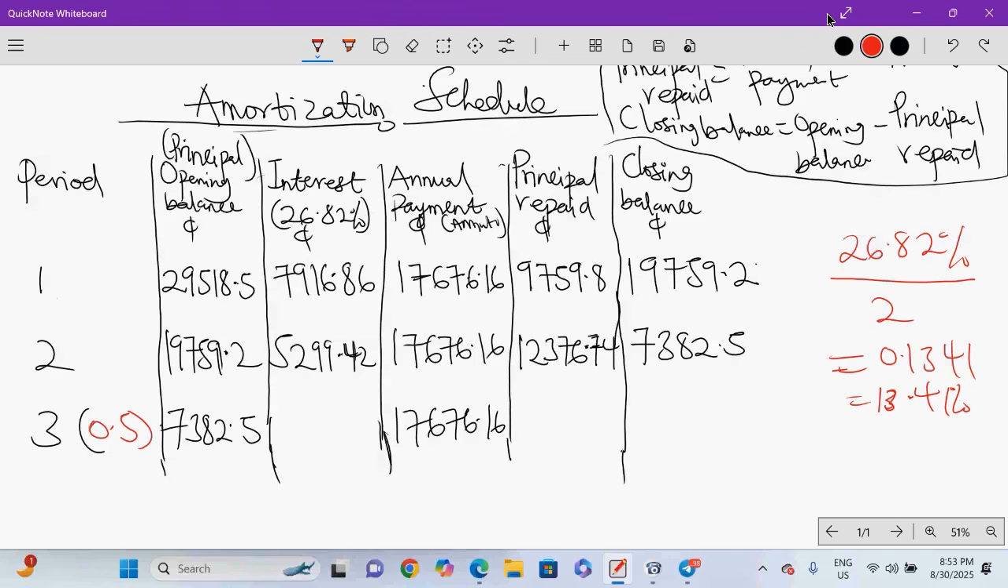Give us the figure here. 989.99. So we are using 13.41%, right? So what would be our principal repaid?